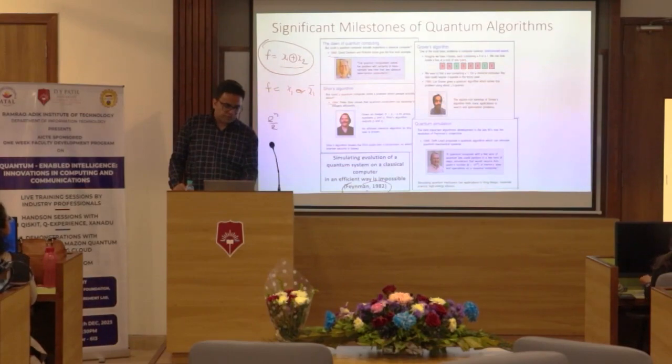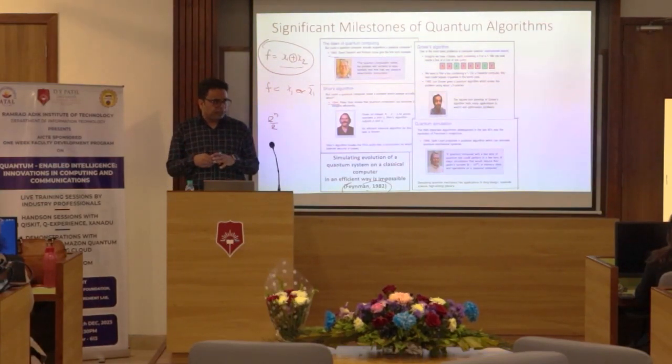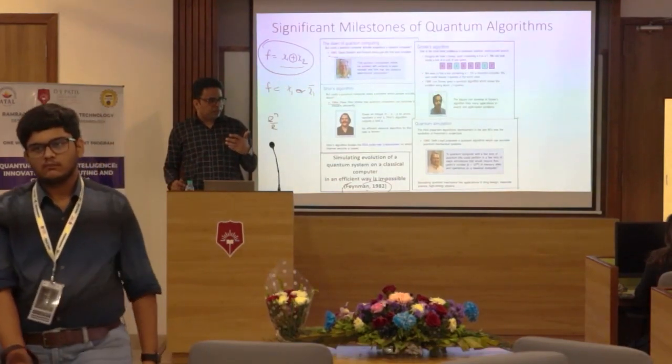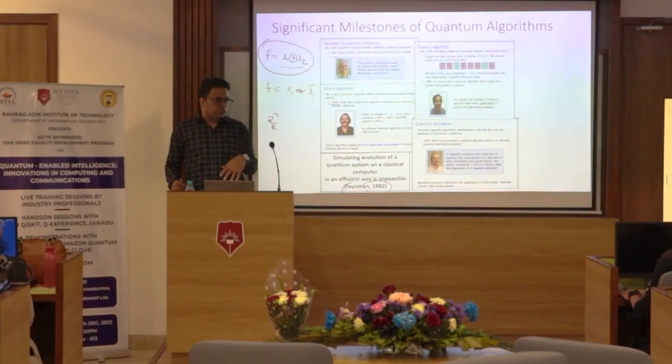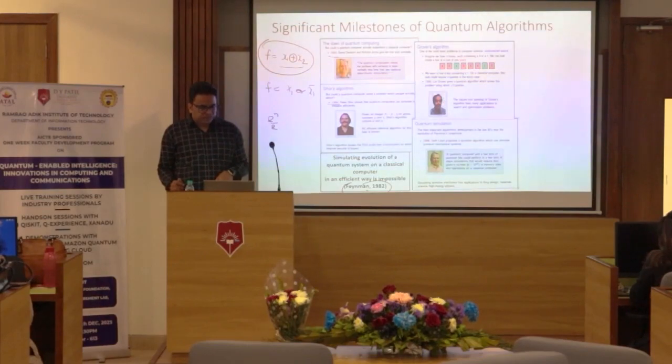In 1994, Peter Shor gave a quantum algorithm which can factor large numbers in polynomial time, while the best classical algorithm factors in exponential time. Factoring large numbers in polynomial time has a variety of applications, particularly in cryptography. You will see this, and we will discuss it in detail.